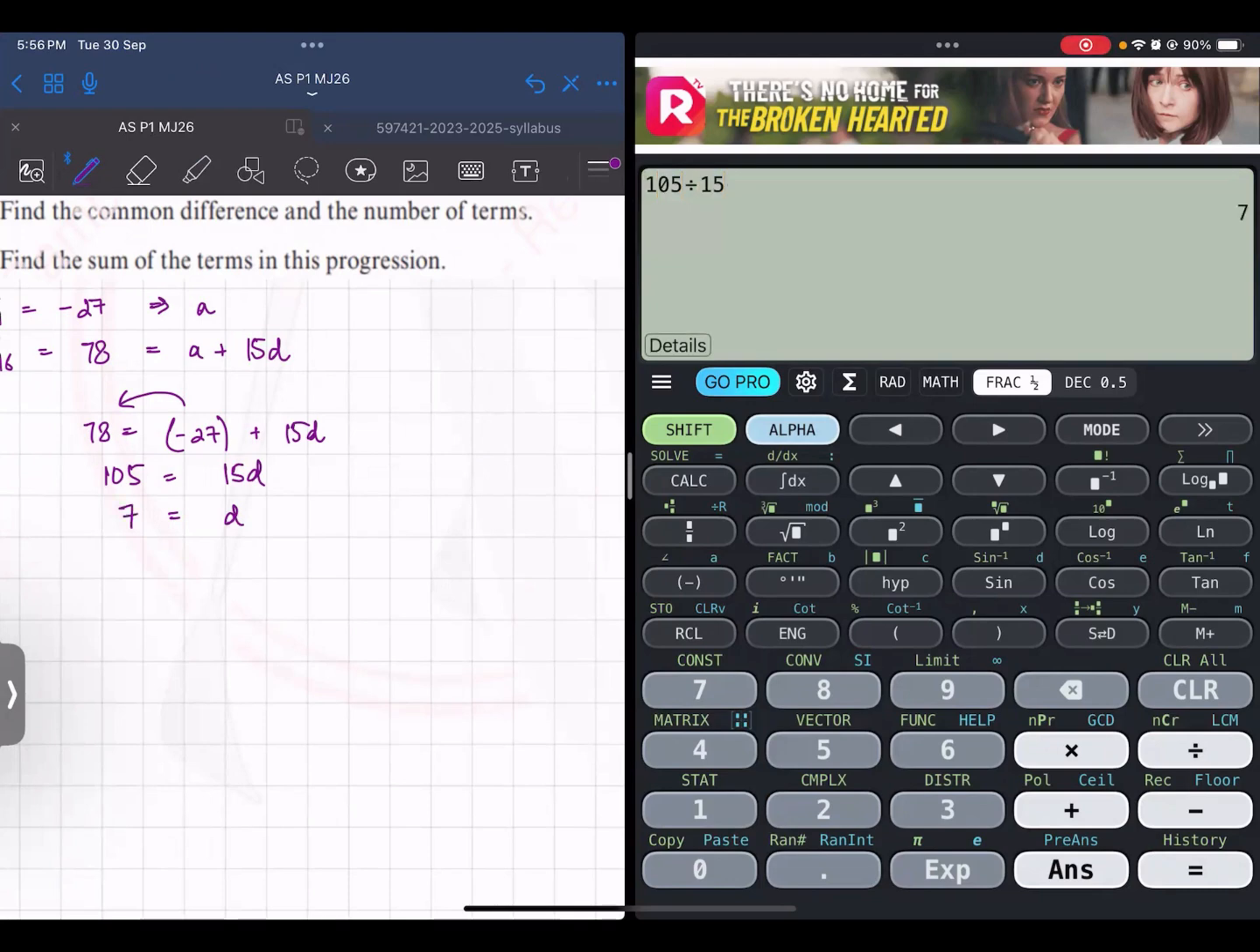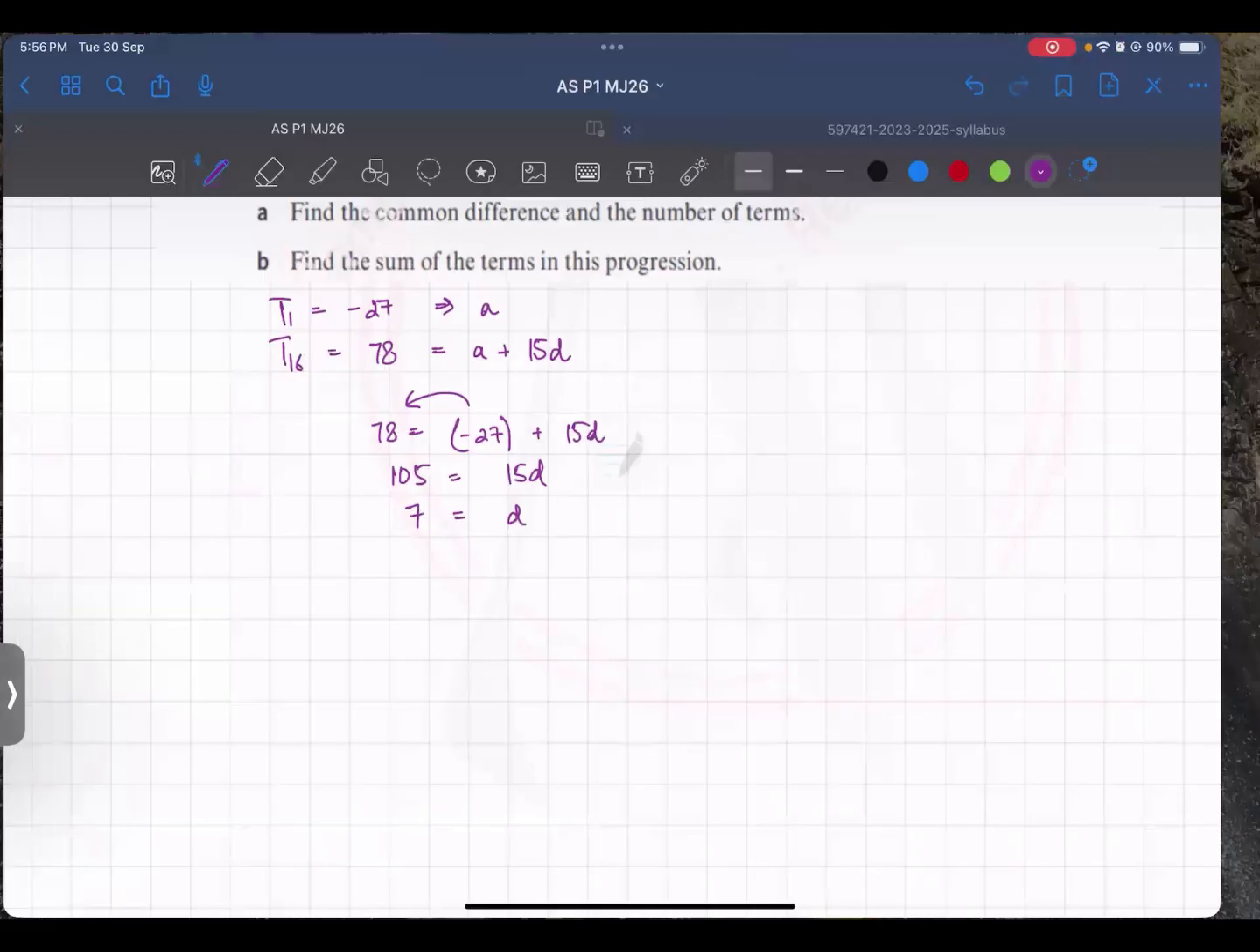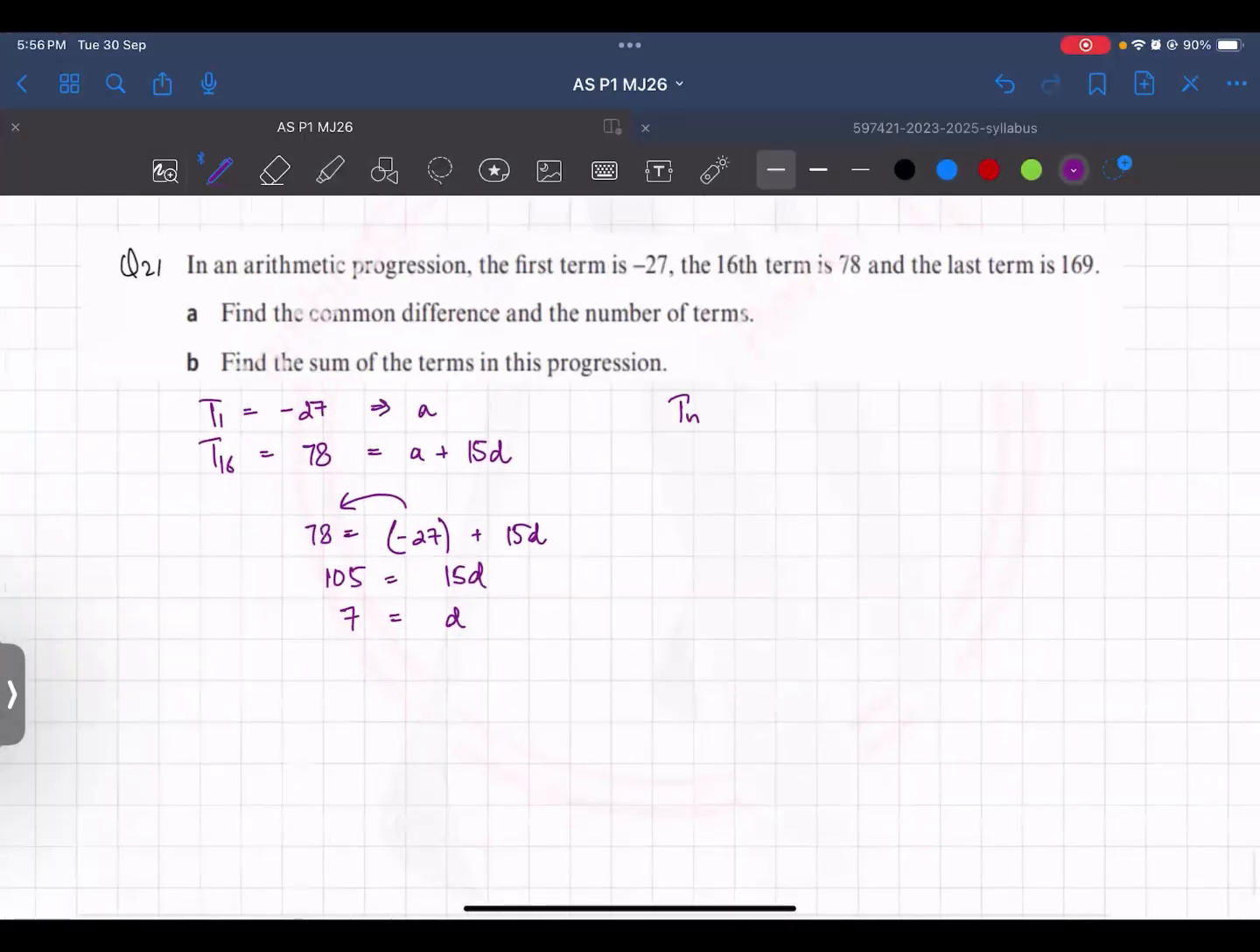So now the Tn formula, you can easily form it. Now the Tn formula for you is minus 27 plus n minus 1 into D, where D is 7. This is your nth term problem. They ask you to find the value of D for the first part, and you found it. And then the number of terms. The last thing that they put in the first sentence is that the last term is 169.